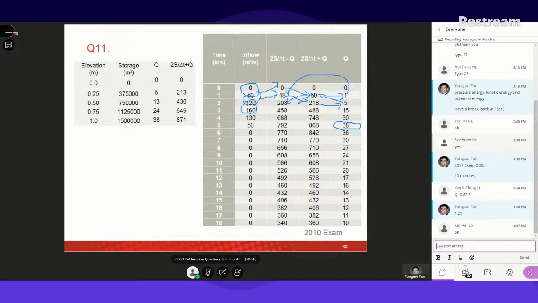So how about the inflow? The maximum inflow is 160. So you can compare the peak flow discharge. The peak inflow actually reduced a lot.